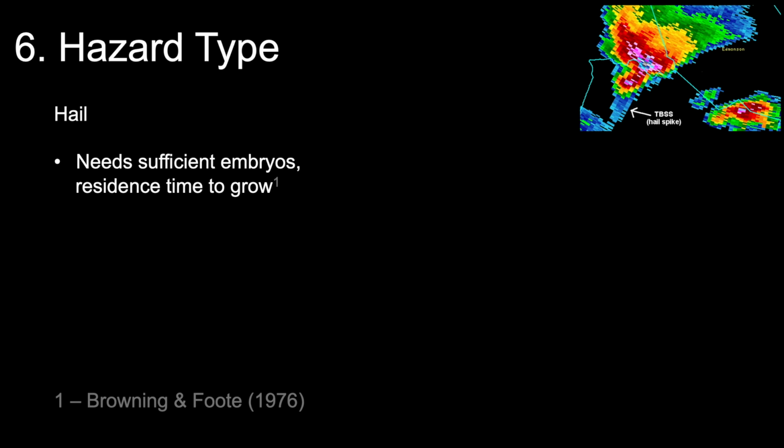But for hail, we need to look at a completely different process. This is a very different problem. This is not as easy as saying, okay, we need a stronger supercell to get stronger hail. This is based on a couple things. We need a sufficient amount of embryos within the hailstorm, which are essentially little baby hailstones. And we need a sufficient amount of residence time of these hailstones within the updrafts to grow.